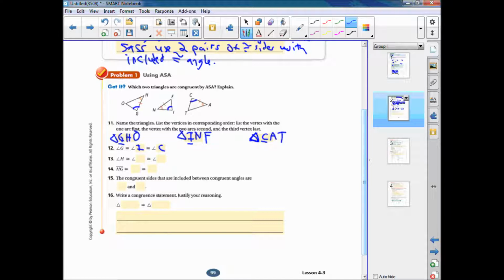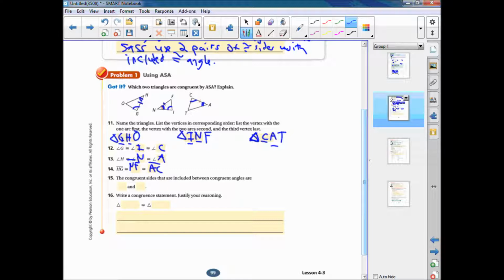And then angle H, which is in the second position in the way we named our triangle, has 2 marks, and it's congruent to N and A because those are the ones with 2 marks in the picture also. So N and A. And then HG is congruent to, let's see, so that's 1 mark, so NF. And let's see, the 1 mark here would be AC.